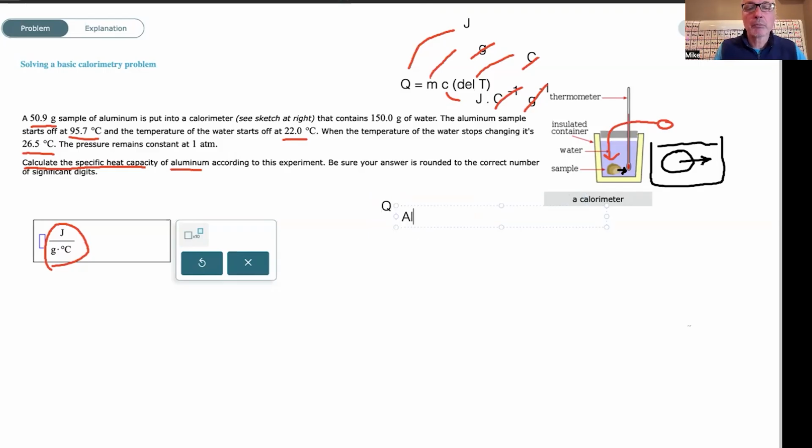Q aluminum is going to be equal to minus Q water. Okay, let's talk about what the heck that means. That's because the delta T is going to have opposite signs. The water is going to gain heat, and the delta T is going to be positive. The aluminum is going to lose heat. The delta T is going to be negative, final minus initial.